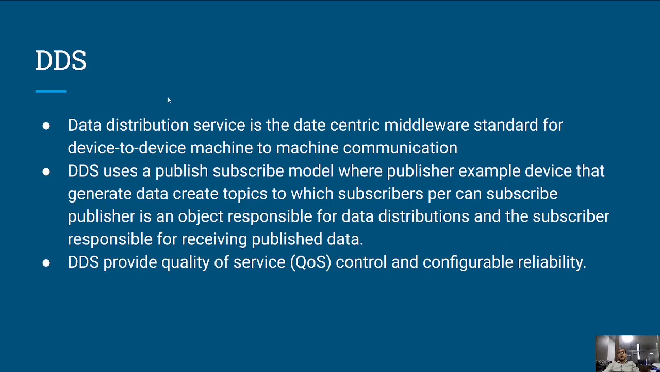Another kind of protocol is the DDS, or the Data Distribution Service, which is a data-centric middleware standard for device-to-device, machine-to-machine communication. So it also works in the publish-subscribe model, like the one we discussed in the case of MQTT. So here the publishers, for example, some IoT devices, can generate data to topics, and the subscribers can subscribe to different topics. The good thing about this DDS, however, is that you can actually control the quality of service, and you can also configure the reliability.